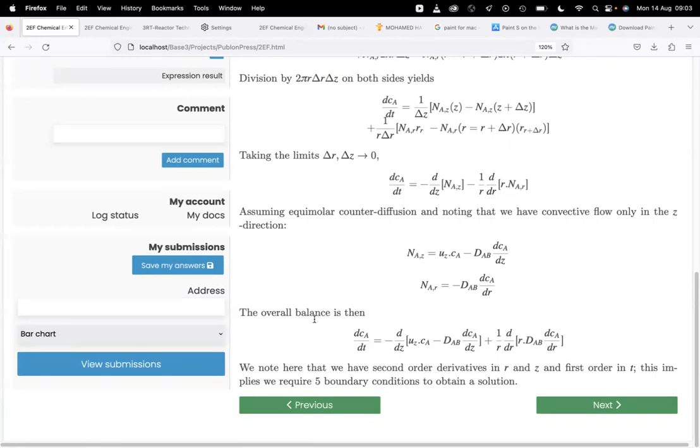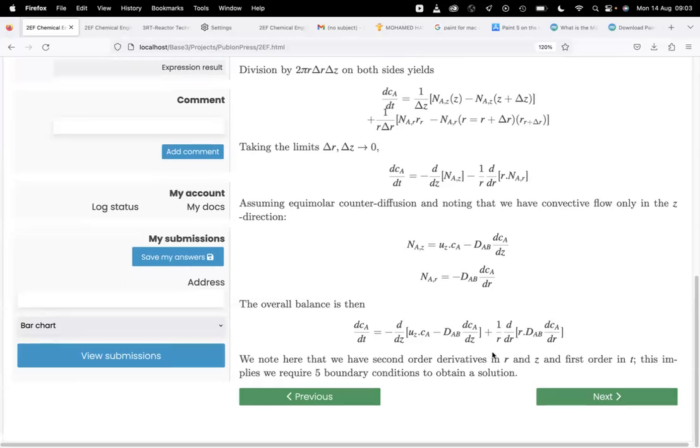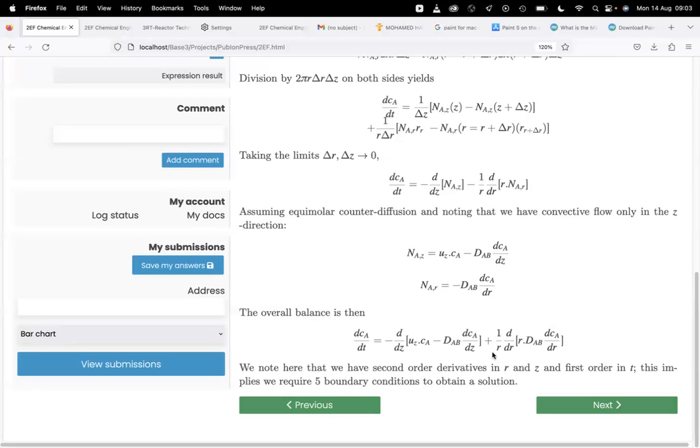Okay, but of course, this is just the material balance. So now let's look at the boundary conditions. Any questions or comments there so far?